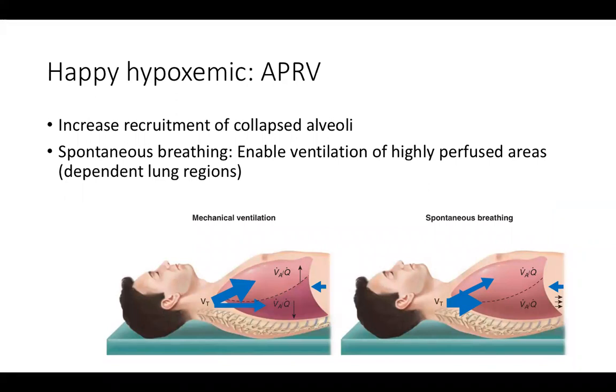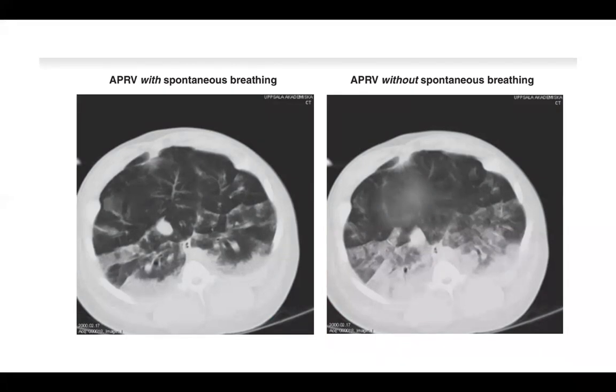On the next slide, we can see a CAT scan of a patient on APRV. On the left side, the patient is spontaneously breathing, and on the right side, the patient is sedated. You can see that when you're spontaneously breathing, because you work your diaphragm, you're able to recruit the dependent areas of your lung.